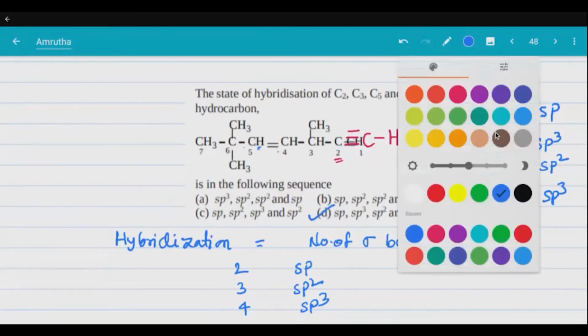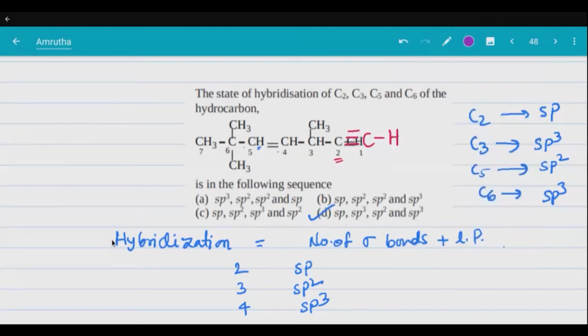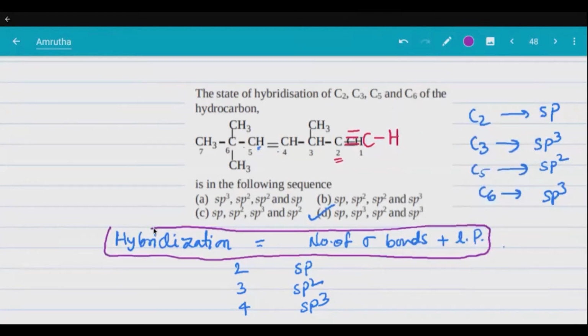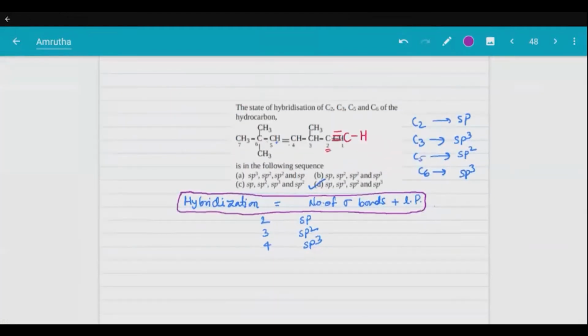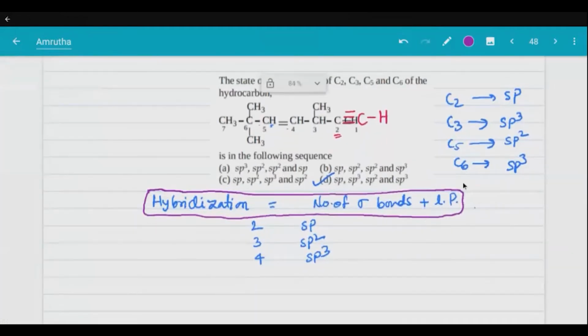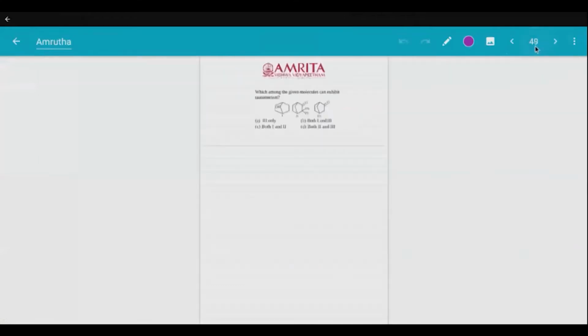It is very simple. If you know the structure, you can find hybridization using the number of sigma bonds plus lone pairs. If the structure is not given, we already discussed it in the first class itself, in the chemical bonding chapter. If no structure is given, find the central atom, then the valence electrons; you can use that method. Okay, moving on to the next question.